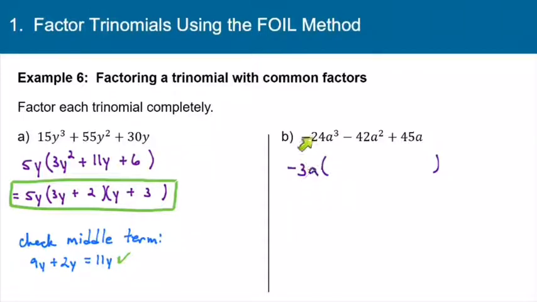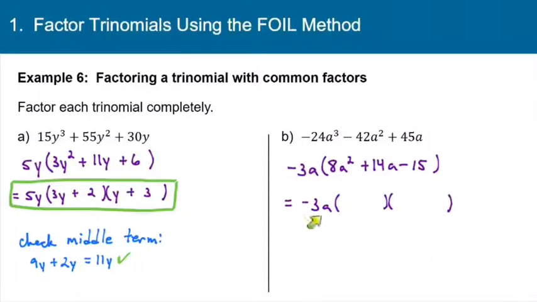So negative 3a times positive 8a squared would make negative 24a to the third. And then negative 3a times positive 14a would make negative 42a squared. And then negative 3a times negative 15 would make positive 45a. So now we have our problem broken into negative 3a times this trinomial. And notice that nothing goes into all three terms here besides 1. So we did a good job factoring out the GCF. Now we are ready to break this trinomial down into two binomials.